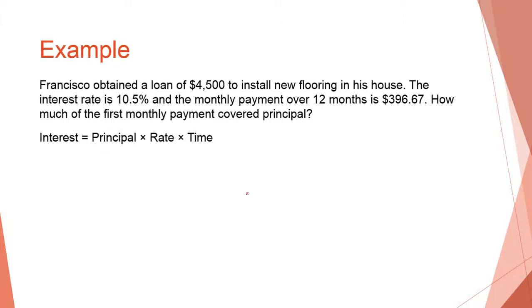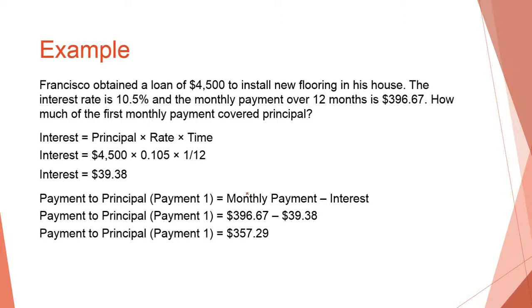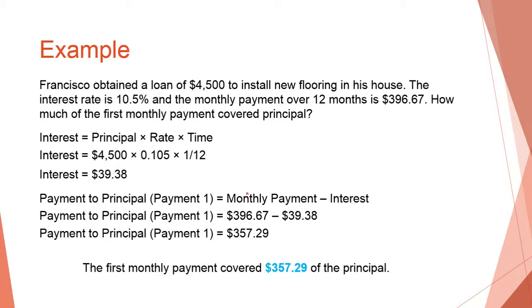So the first thing we need to do is find the interest. It's the exact same question as before, or same example. So we got the interest of $39.38. Now that we have that, we can subtract it from the monthly payment to find out how much of it actually went to the $4,500. That means the $357.29 went towards the $4,500 that we owe.